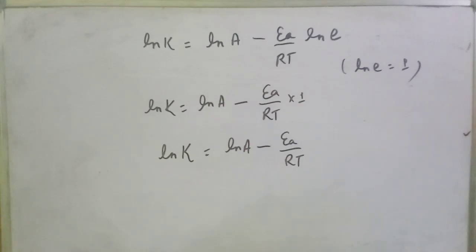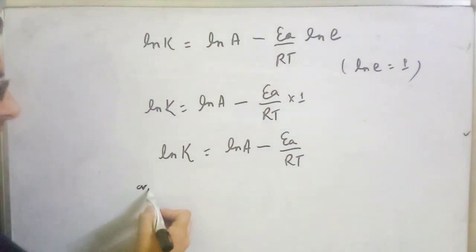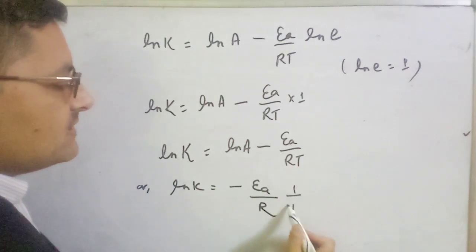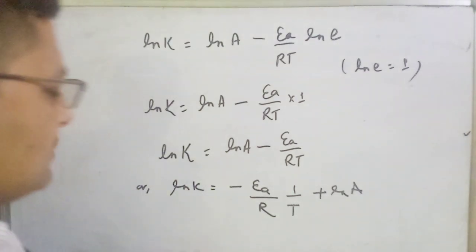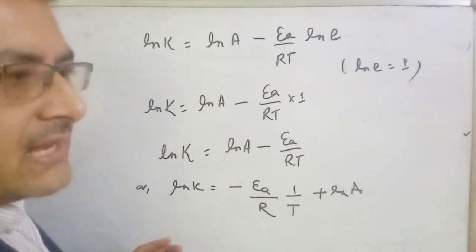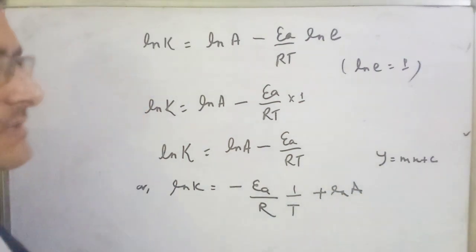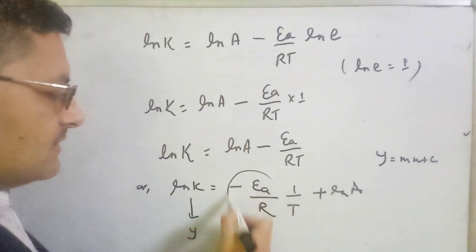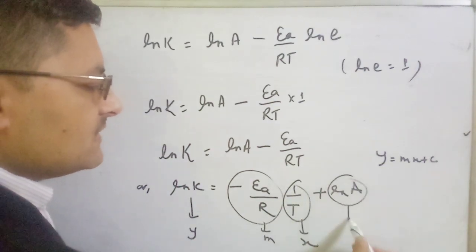This kind of equation you have got, ln k equals ln A minus Ea upon RT, that you can rearrange a little bit. ln k equals minus Ea upon R times 1 upon T plus ln A. Friends, if you compare this equation with the equation of a straight line with y-intercept, y equals mx plus c, then this you can write as y, this is m the slope, this 1 by T will be x, and this ln A will be c.